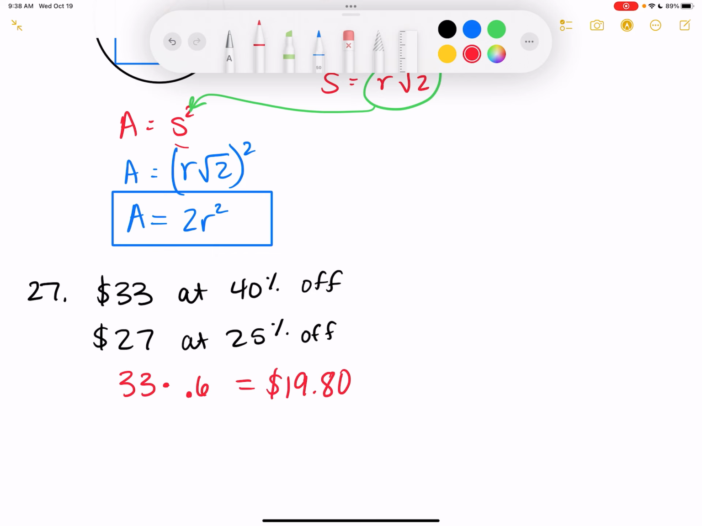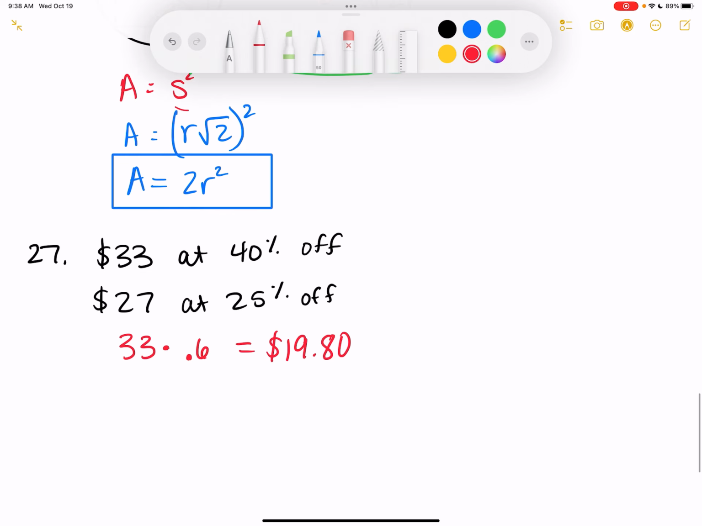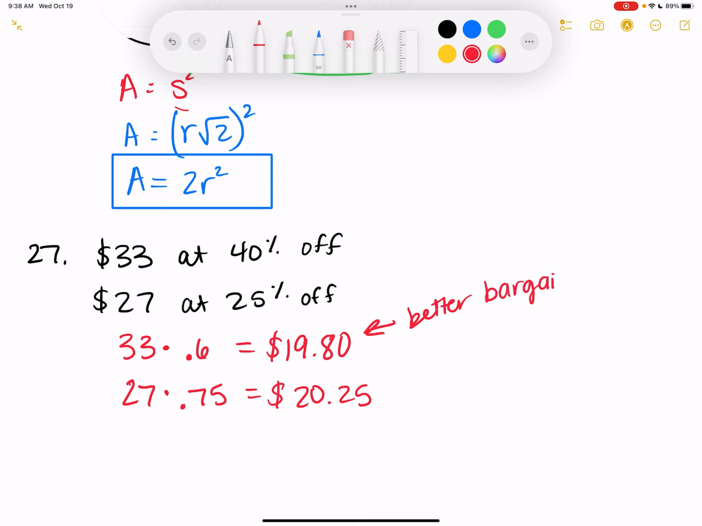That's still pretty wise. Okay, the next one, $27. It's 25% off, meaning he's gonna pay 75% of the price. So times 0.75 equals 20.25. So which shirt should he buy? The $33 one. Okay, this one is the better bargain because the sale price is cheaper.